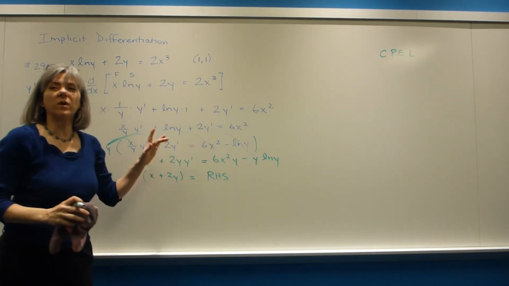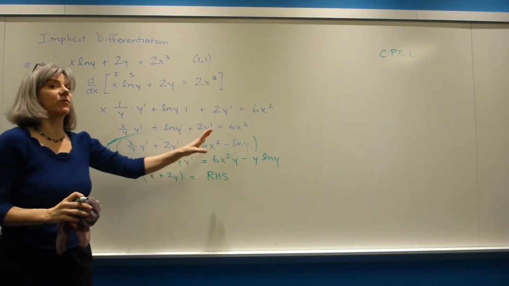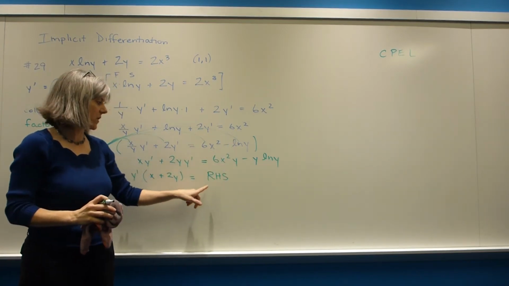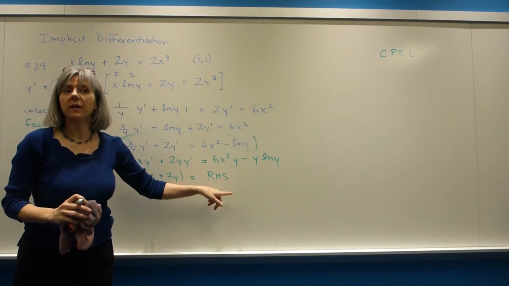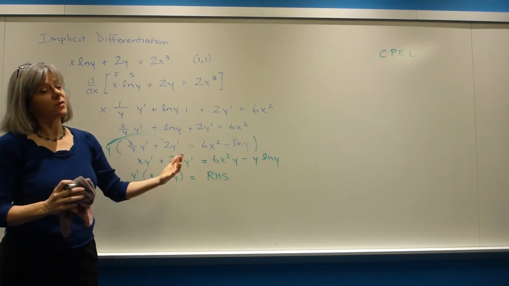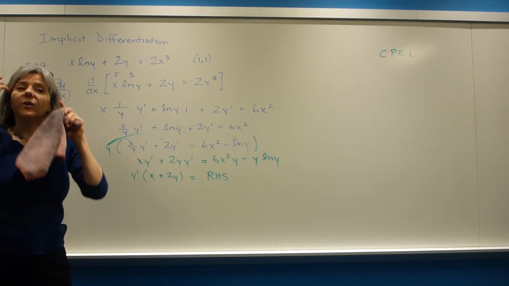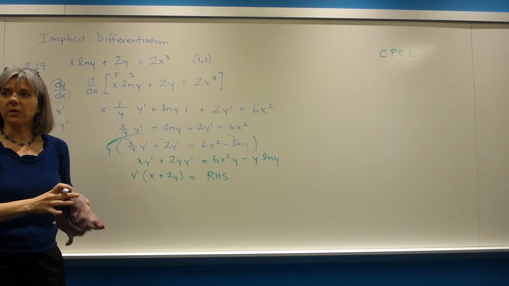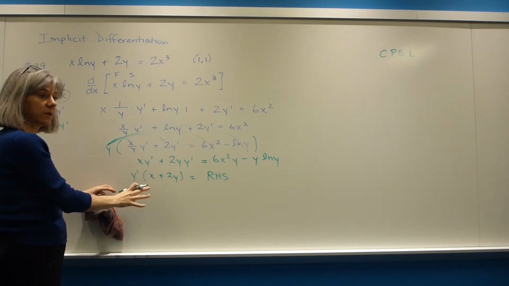Every once in a while, you keep working with one side and working and working. Instead of writing down the other side over and over again, you can write RHS, right-hand side. You might guess what LHS is, left-hand side, right? Mathematicians know that shortcut, so that's okay. All right, so now what do we do?